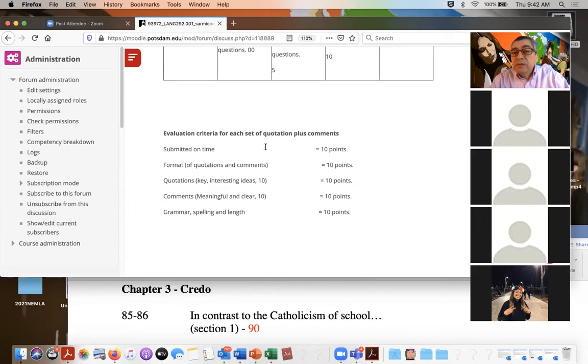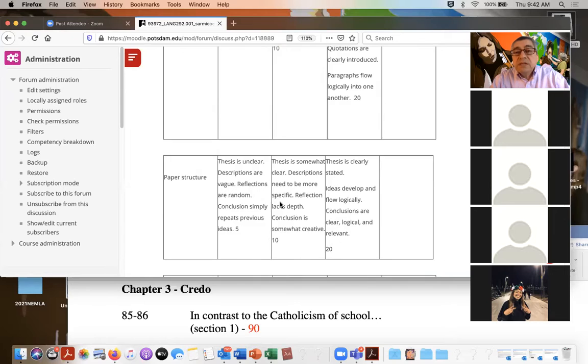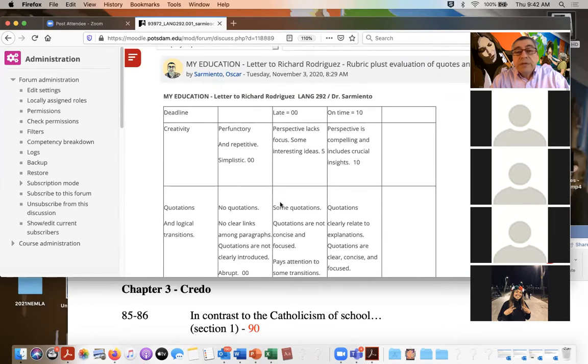Submitted on time, 10 points. So if it is not submitted on time, the person loses 10 points, okay? And I'll give you 1 week to be late. But if it is not submitted on time, the assignment loses 10 points. And in this case, it is the same, right? I'm giving you a deadline for this.